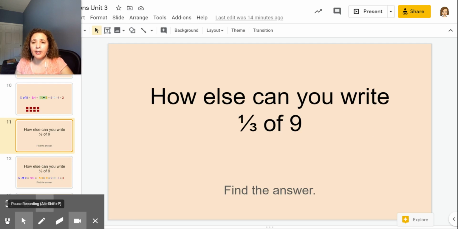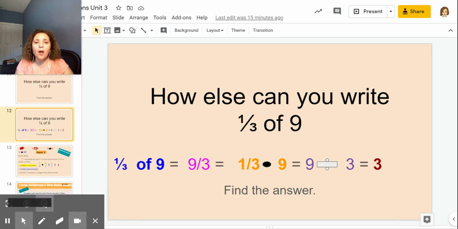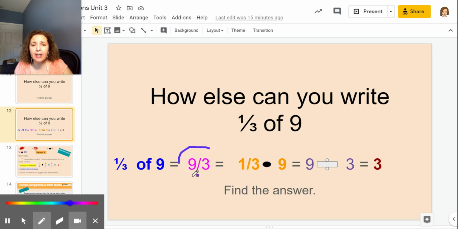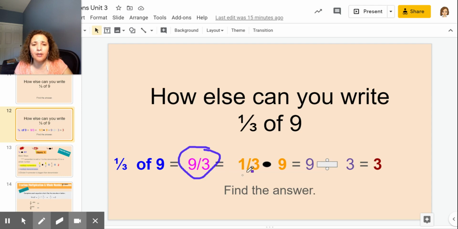Okay, let's look at another example. How else can you write 1/3 of 9 and then find the answer? So let's take a look. All right, so 1/3 of 9 can be written as 1/3 times 9, just like we had up top. It can also be seen as 9 divided by 3. And so that's going to equal 3.